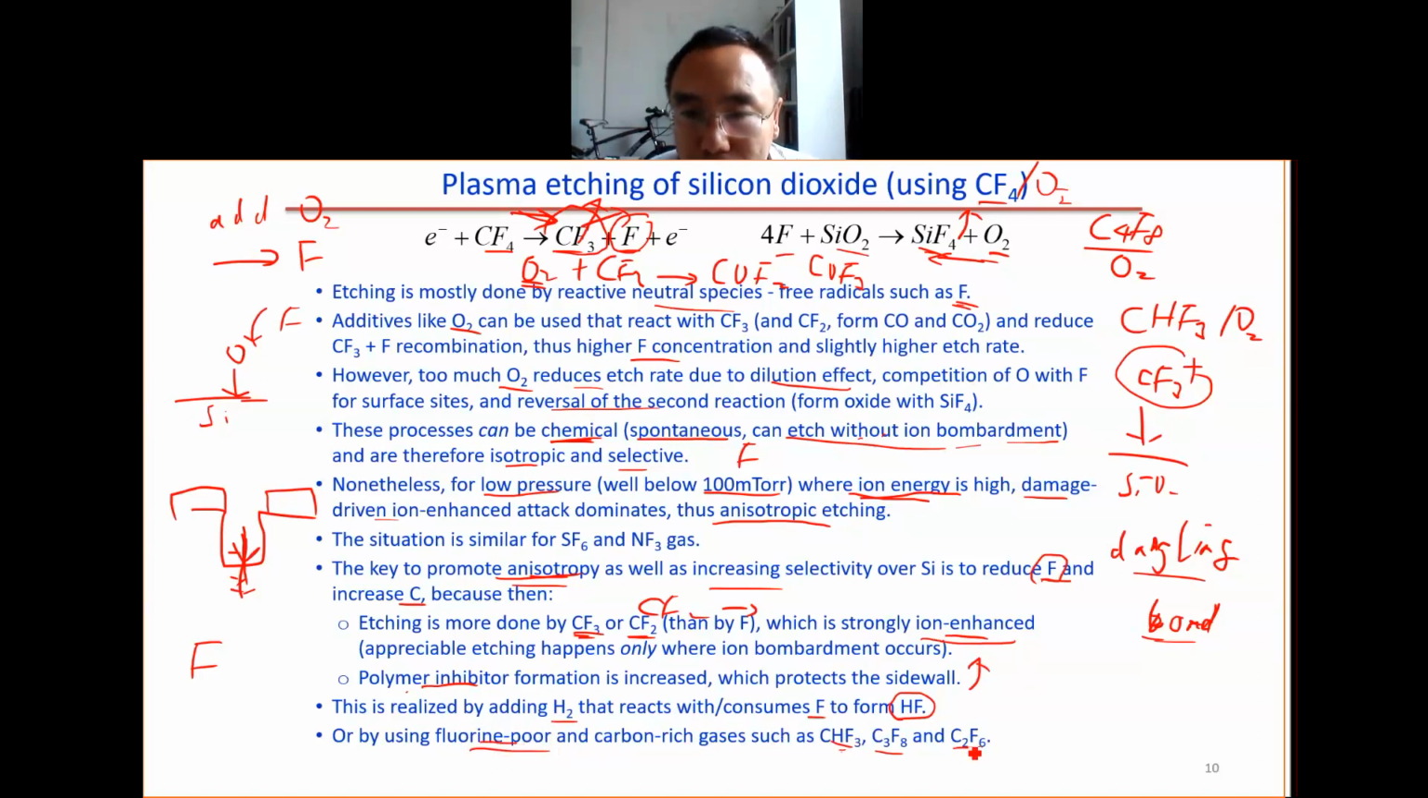You can see this one, C2H6, has carbon to F equal to 2/6, while for CF4 the carbon over F is 1/4. So the ratio is different. This one has more fluorine, and when we have more fluorine, it is more isotropic.